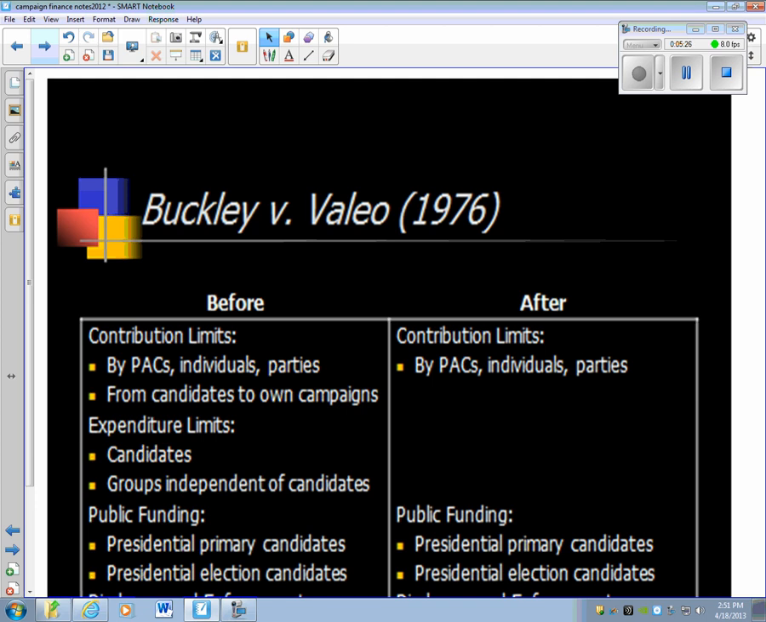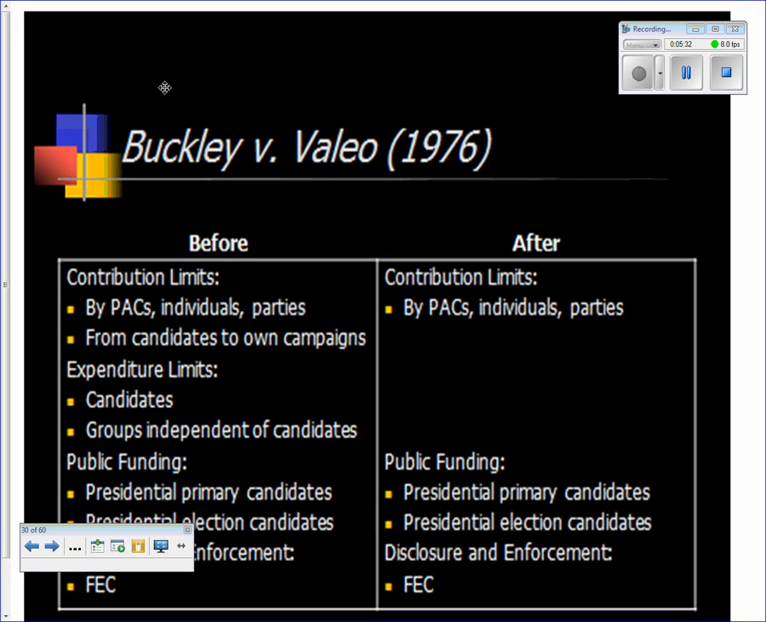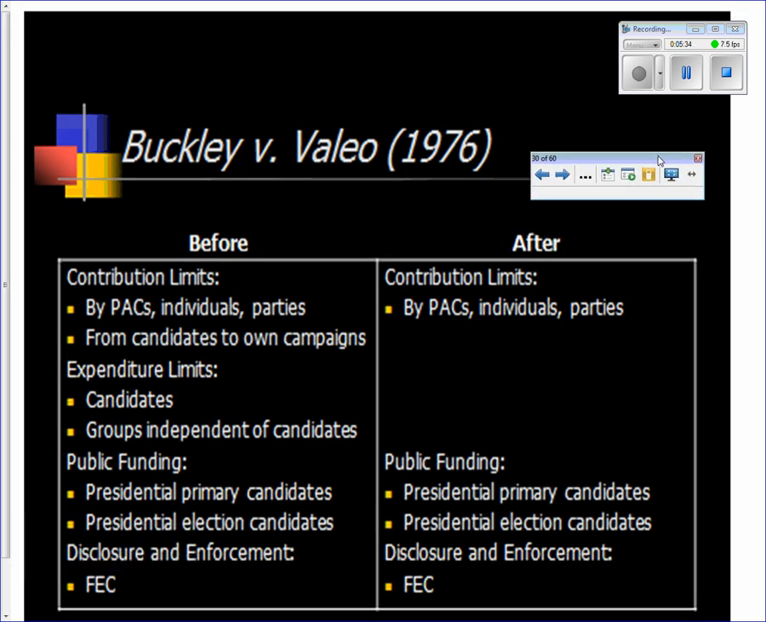So here's how Buckley Valeo works. I'm going to make this full screen here. So the before side is after FECA was passed. You already have this list in your notes. The before is already in your list. Don't write it again. After Buckley, and you will be reading this in class tomorrow or today, depending on which period you're in, here's what the ruling said.